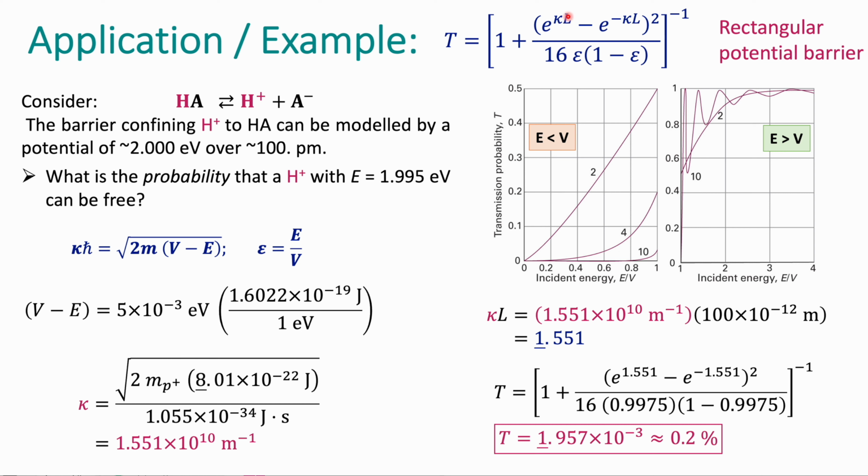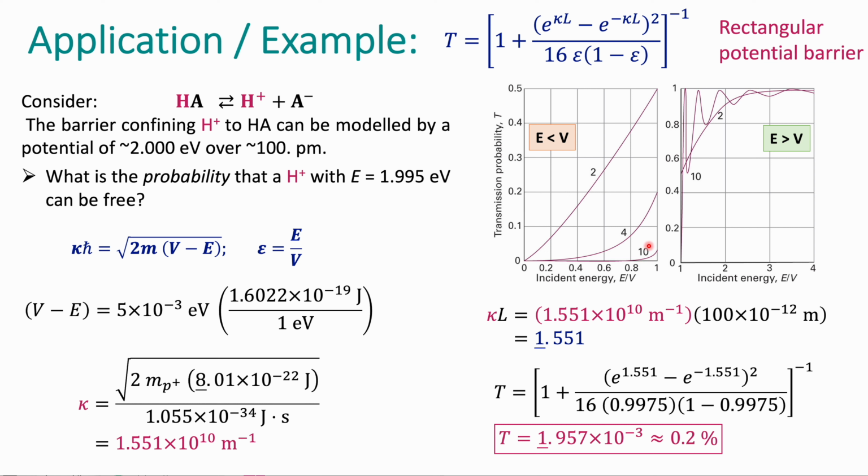We end up with kappa times the length, which is the exponent in my exponential function, equal to 1.55. Now, 0.9975, that's going to be epsilon. This is basically telling you how close in energy your particle is with respect to the potential barrier. It's roughly 99.8% of the energy of the barrier. Under those conditions, we find that the transmission probability is roughly 0.2%.